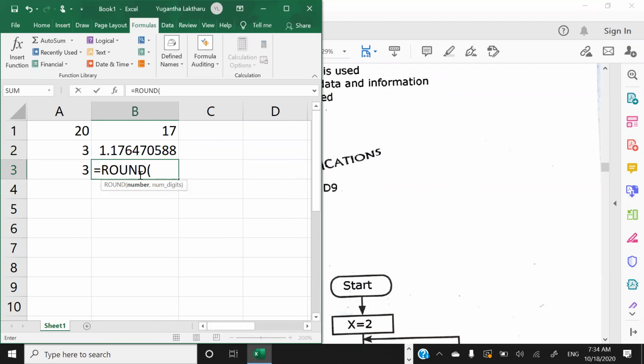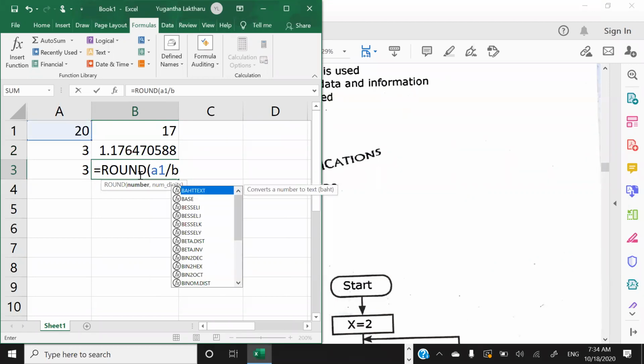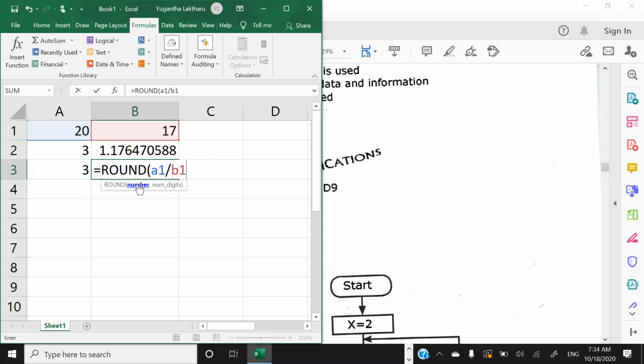I'm going to give you the same calculation, which is a1 divided by b1. That's the calculation. So they're asking for a number, and as the second argument, they're asking for how many floating point numbers you need to round this to, right? So if I say 2, we can round to two decimal places if we provide 2, right? And if we press enter, it's going to be 1.18. So it's been rounded to 2 decimal points.